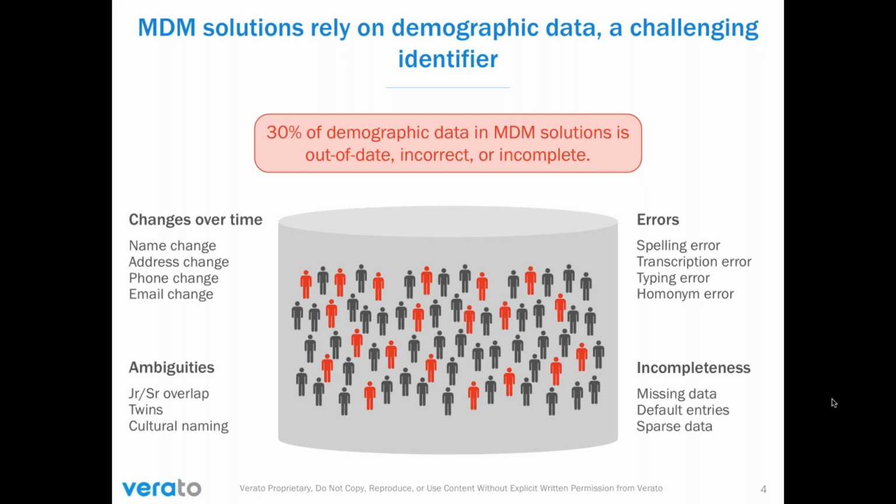Things change over time naturally. People's addresses change, their phones change, people's names change, last names change often when people get married or divorced. About 18% of people a year have some sort of change like this.